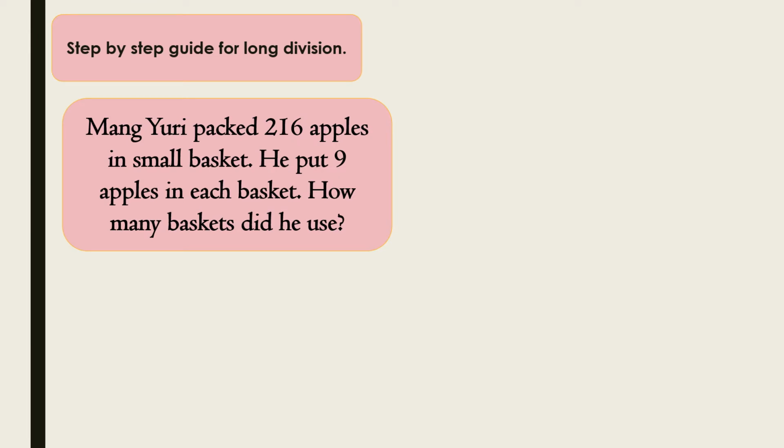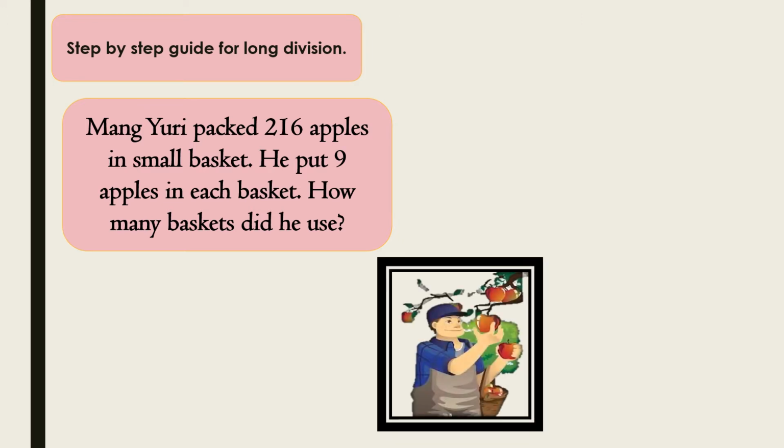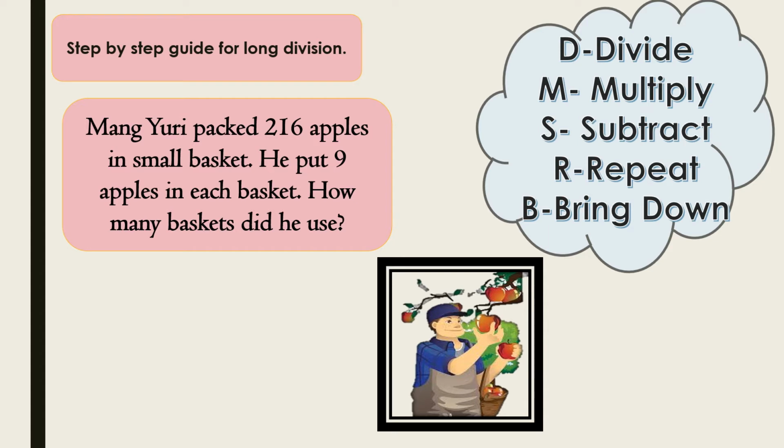So I have here a problem. Mang Yuri packed 216 apples in small baskets. He put 9 apples in each basket. How many baskets did he use? So these are the steps. Always remember: divide, multiply, subtract, repeat, and bring down.